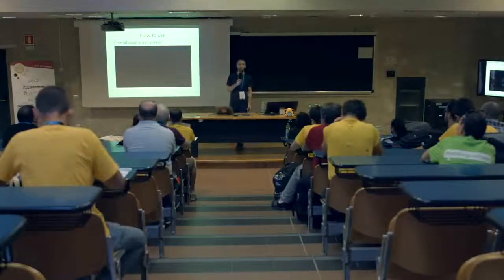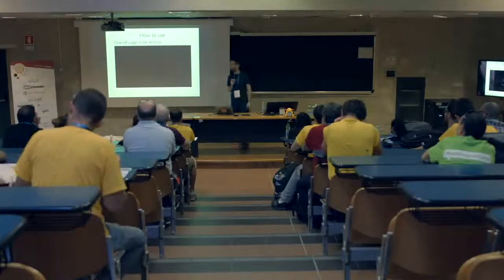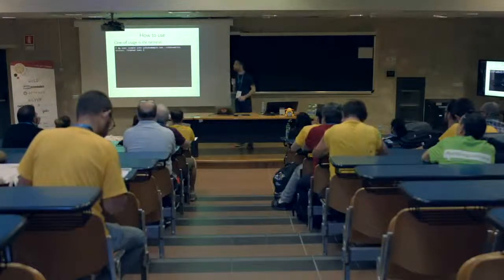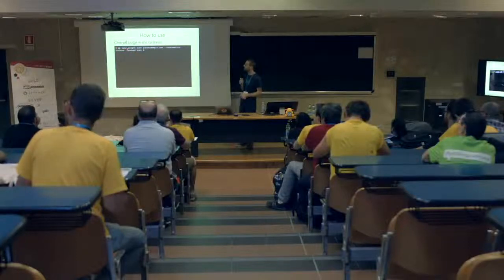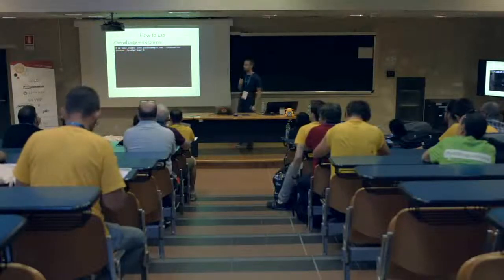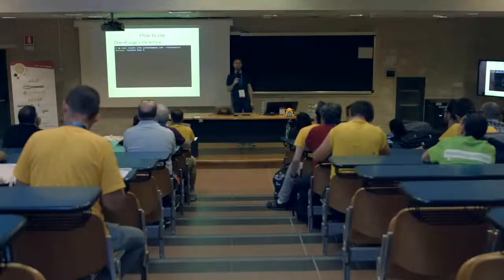Now, there are two ways to use WP-CLI. So far, I've been talking about one-off usage in the terminal. For example, here we can type directly into our terminal, WP user create, and then the details of the user. And that goes ahead and creates a user.